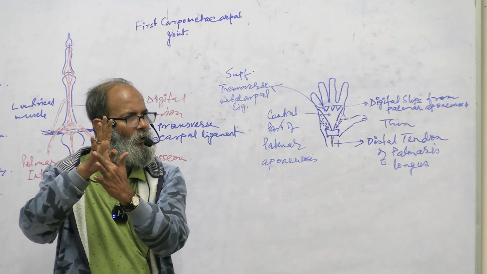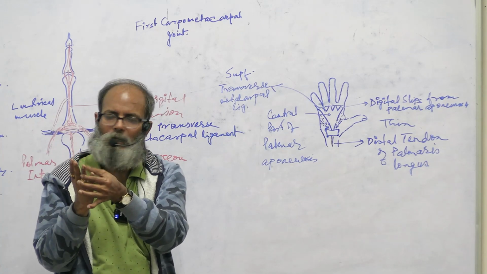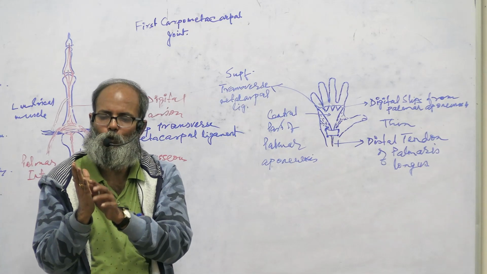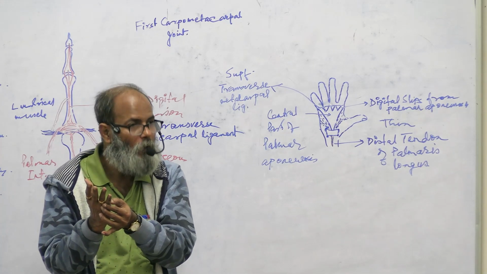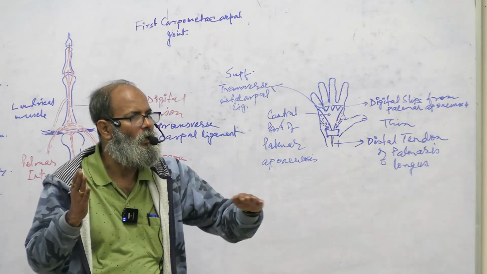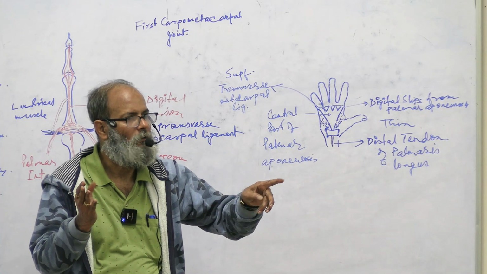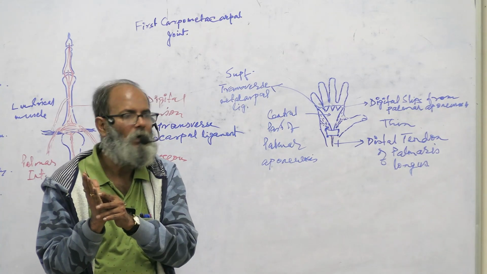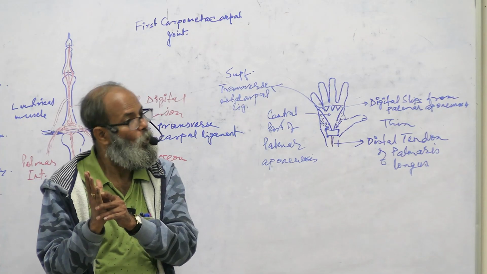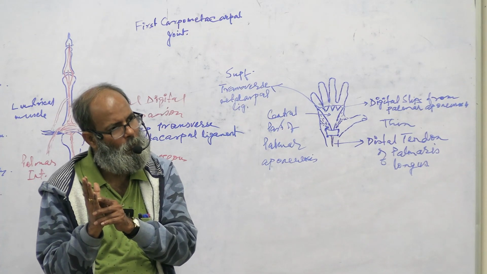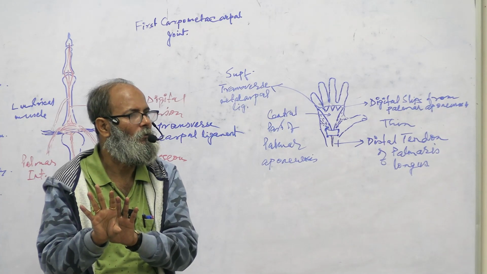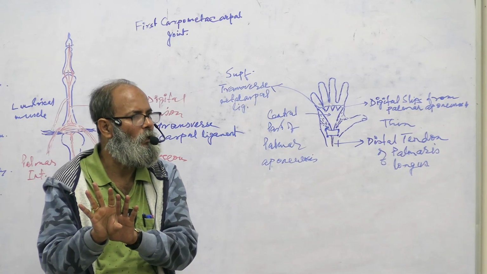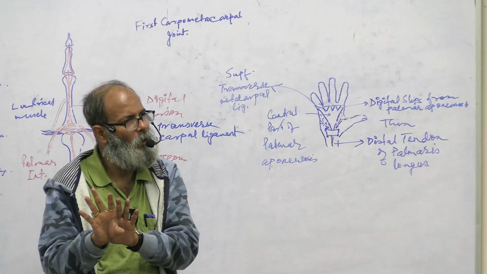And again, in each digit, you will see 2 creases at the joint. The proximal one represents the joint line, not the distal one. This is distal, but the joint is proximal, 2 centimeters proximal.